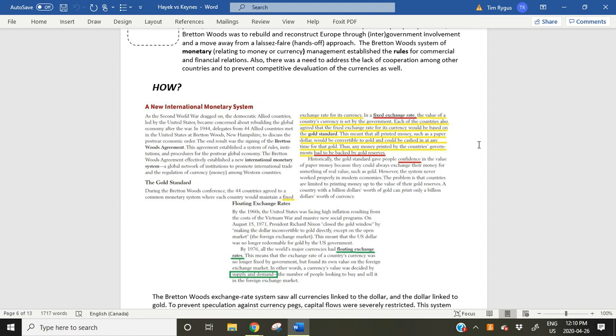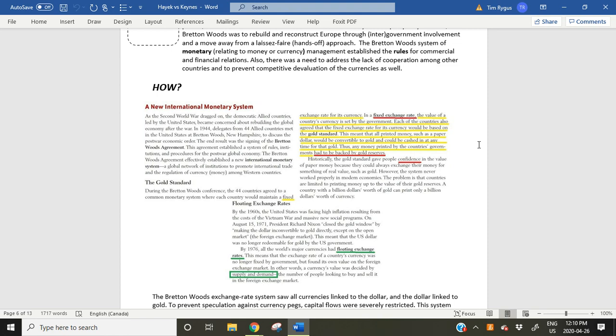Now, we'll give some examples on this stuff later, but the system never really worked in modern economies though. So when a country is limited to printing money up to the value of their gold reserves, it limits what you can do. It kind of limits economic growth. And we'll talk about that later. And the next thing is called floating exchange rates. So these fixed exchange rates that come out of the Bretton Woods conference, they last for a while. This gold standard lasts for a couple decades.